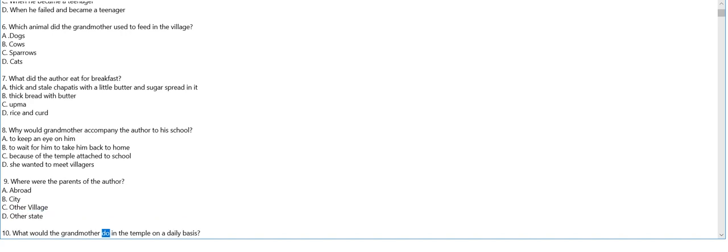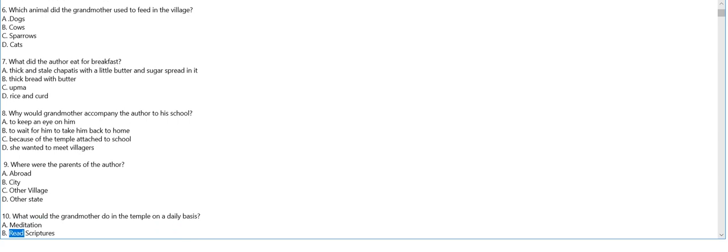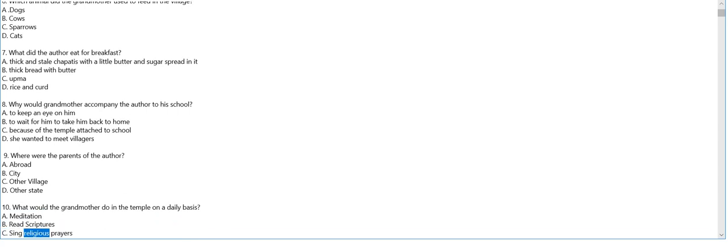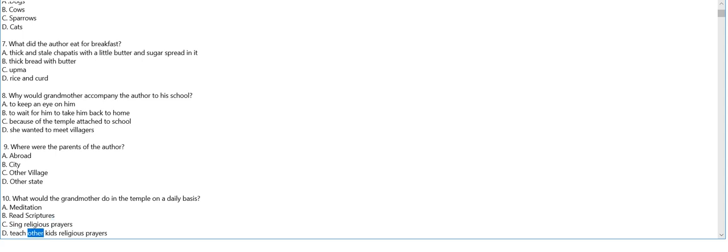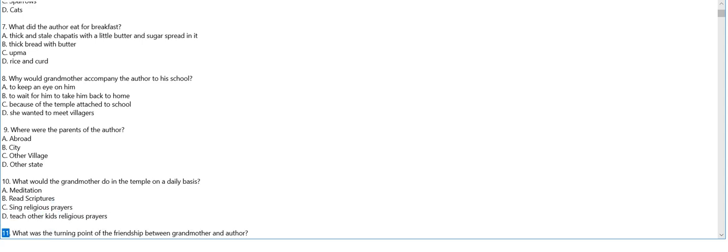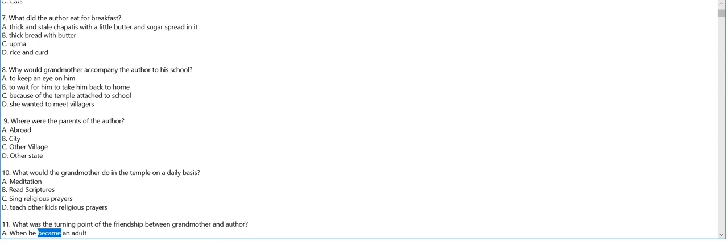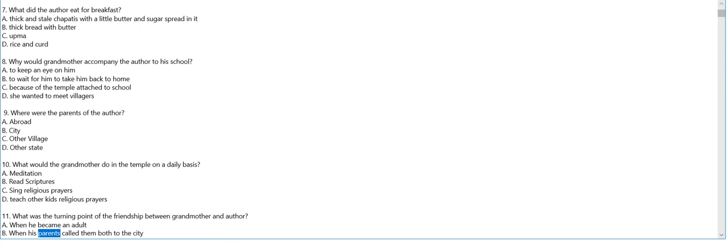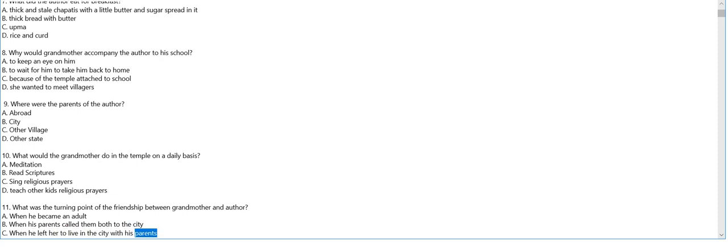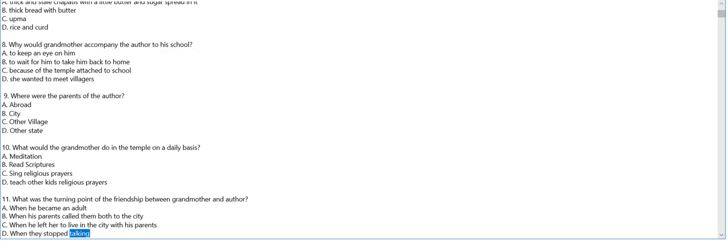10. What would the grandmother do in the temple on a daily basis? A. Meditation. B. Read scriptures. C. Sing religious prayers. D. Teach other kids religious prayers. 11. What was the turning point of the friendship between grandmother and author? A. When he became an adult. B. When his parents called them both to the city. C. When he left her to live in the city with his parents. D. When they stopped talking.